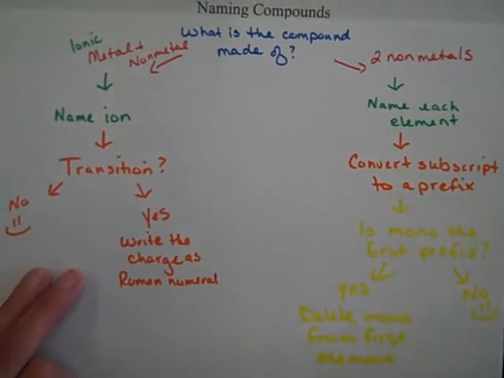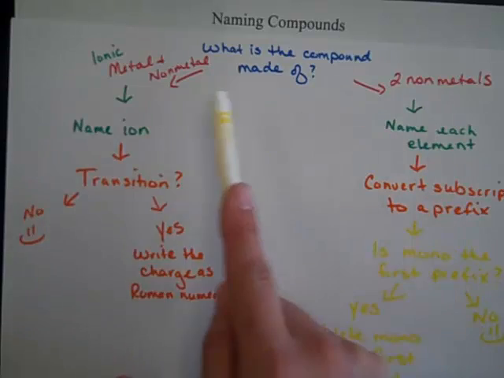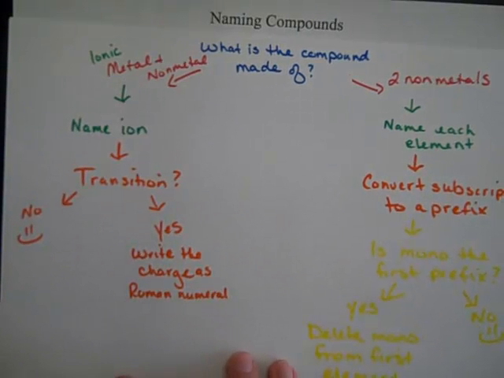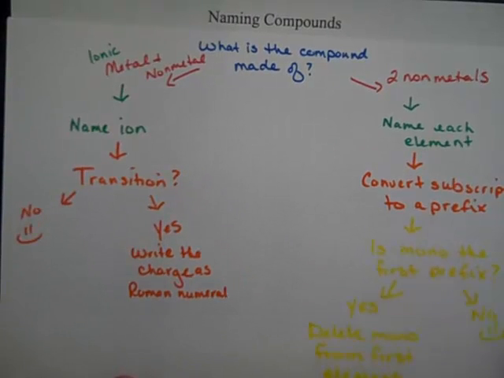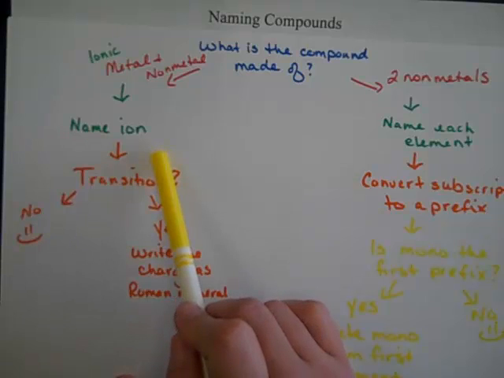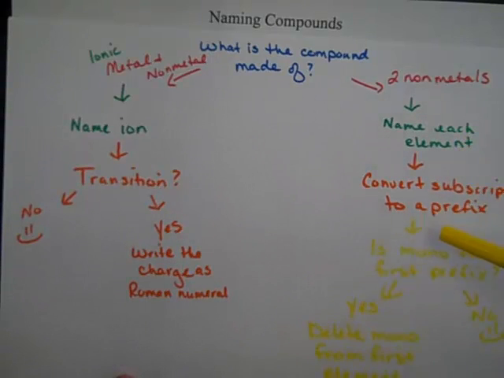So when we're naming compounds, first step we go through, what is the compound made of? Is it two nonmetals or is it a metal and a nonmetal? That's going to determine what types of names we give these particular compounds. If it's an ionic, we have to name the ion, determine whether it's a transition, and then indicate the charge with a Roman numeral if it is. For two nonmetals, we're going to convert those subscripts into prefixes and write them with those.